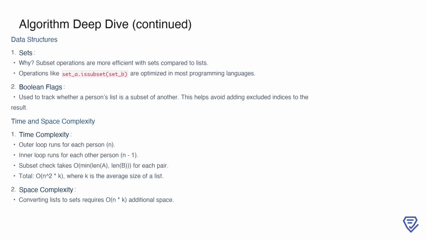In terms of complexity, the time complexity is driven by the nested loops. The outer loop runs for each person, and the inner loop compares the current person's set to all others. Each subset check has a cost proportional to the smaller of the two sets being compared. Overall, the time complexity is O(n² * k), where n is the number of people and k is the average size of a list. The space complexity is O(n * k), as we store the sets in memory.